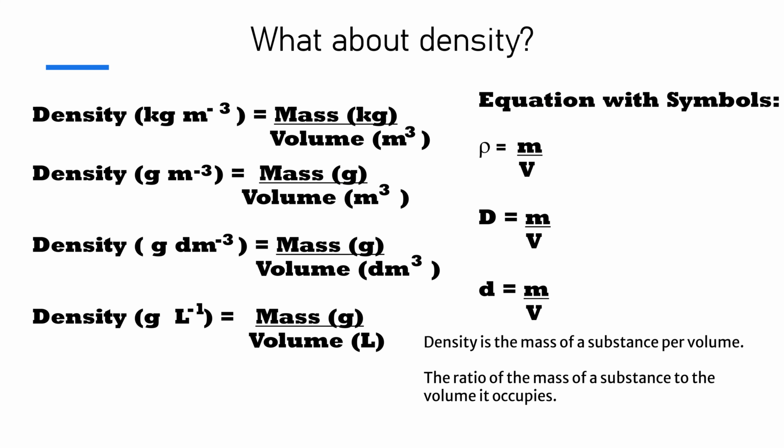Okay, let's start with density. Density is the mass of a substance per volume. It could also be defined as the ratio of the mass of a substance to the volume it occupies. Basically, it indicates how much of a gas is packed into a certain volume of a system, such as a cylinder.